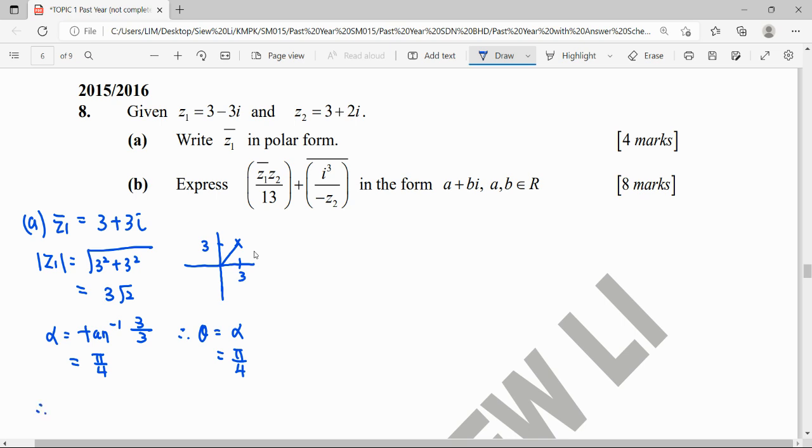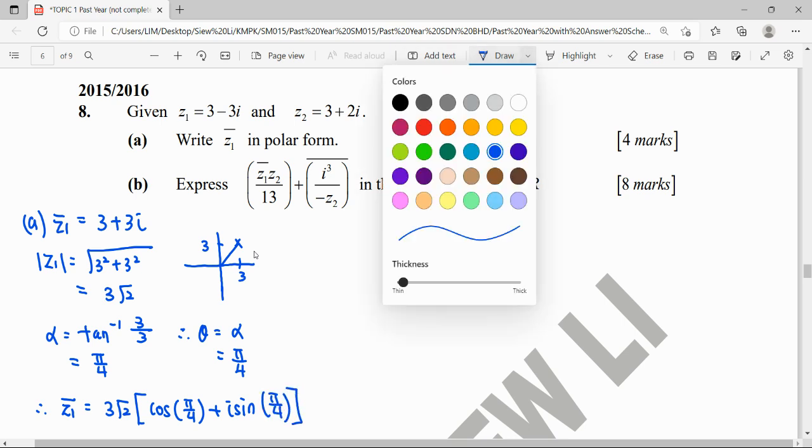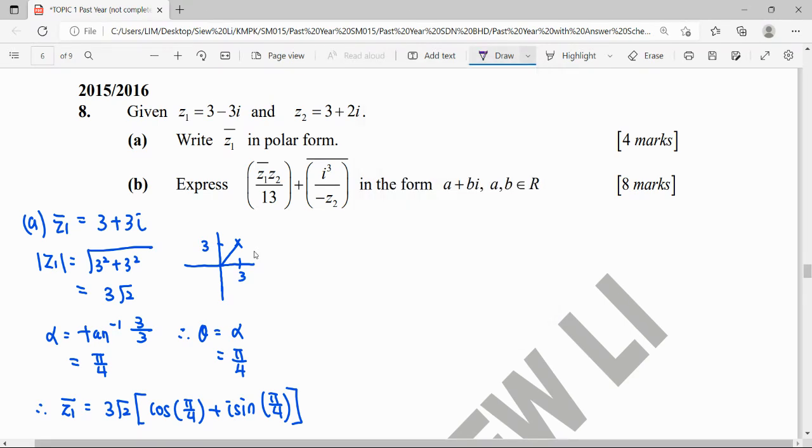So finally, the polar form of this conjugate of z1 will be equal to 3 root 2, then cos of pi over 4 plus i sine pi over 4. Then we proceed to question B.